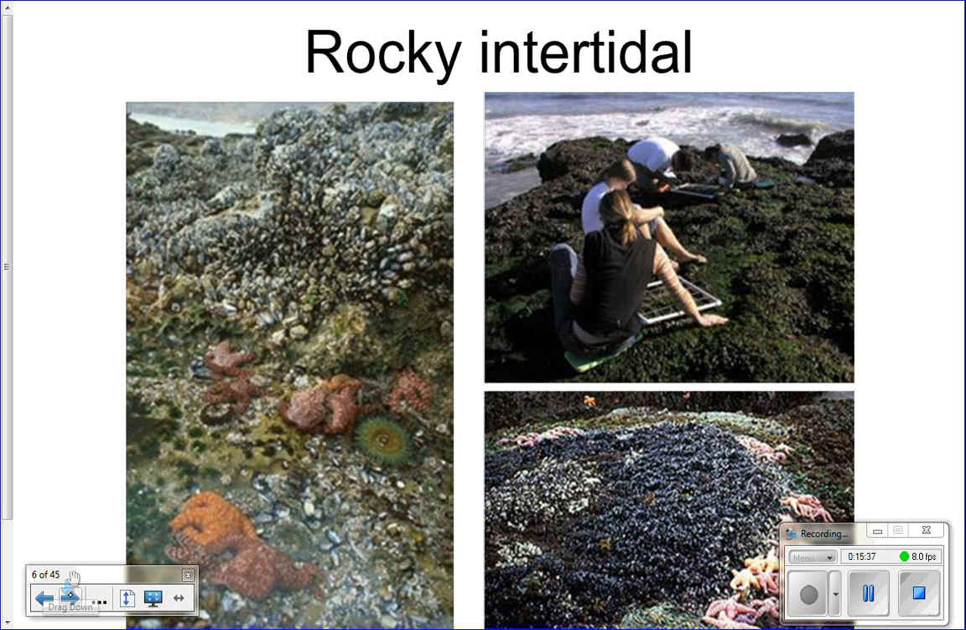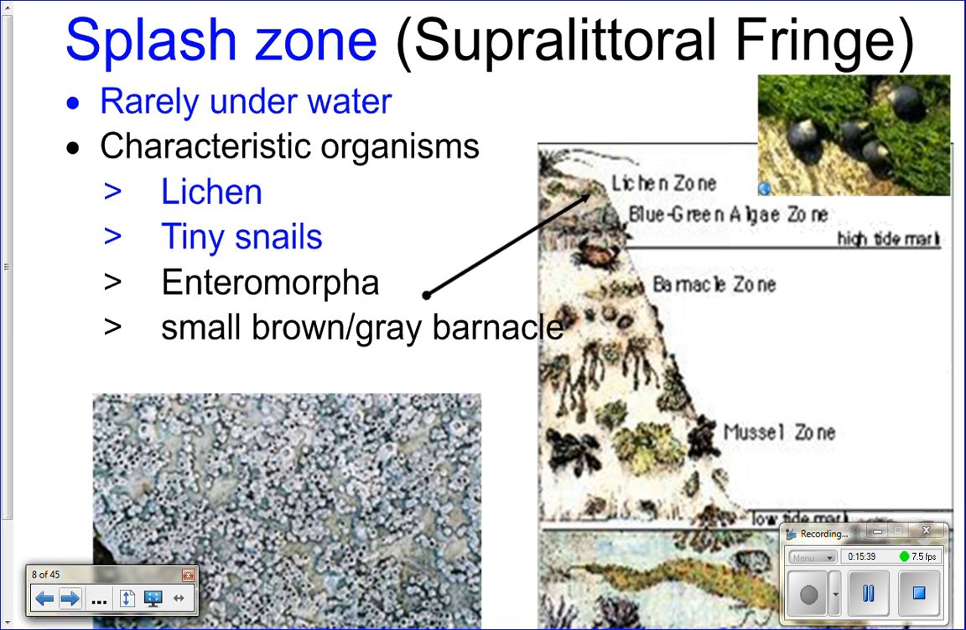So this upper zone is called the splash zone. And the splash zone is very, very rarely going to ever be underwater. This would be the zone that is only covered by the highest of the high tides. So most every other day, it will be exposed to the air. It's called the splash zone because the majority of the water that this area gets is from when the waves crash and it sprays. That's how the animals get their water. So it's very, very rare that it's actually ever underwater.